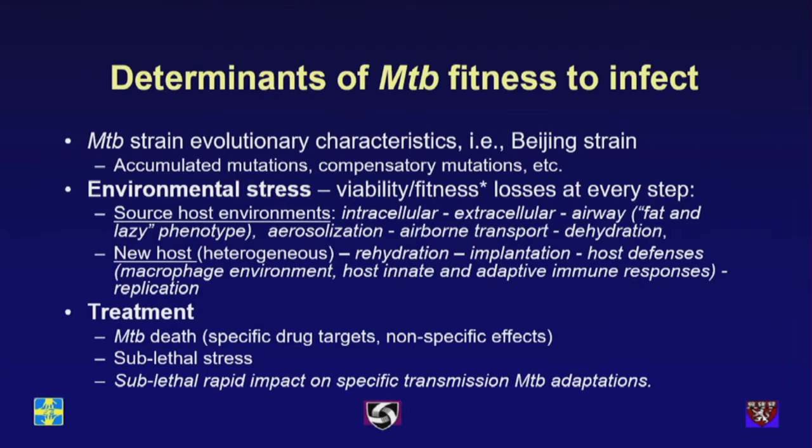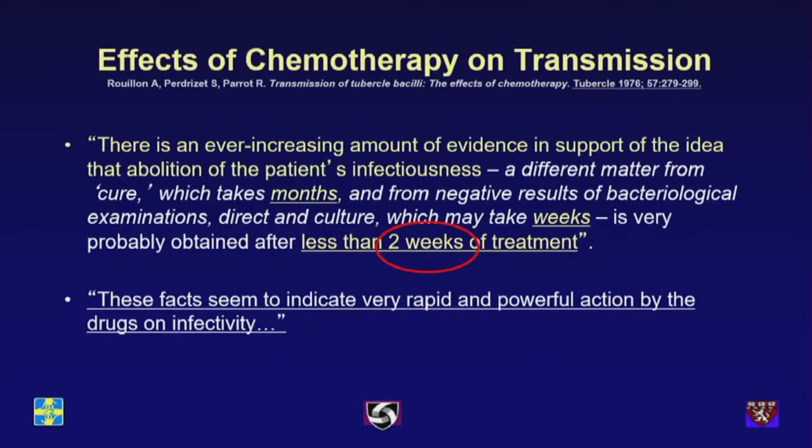And then in terms of treatment, certainly one of the most important impacts on stopping transmission would be cell death. But it's likely, from what I'll show you in a minute, that there are sublethal stresses that may impact the ability to transmit, and that happens very quickly.